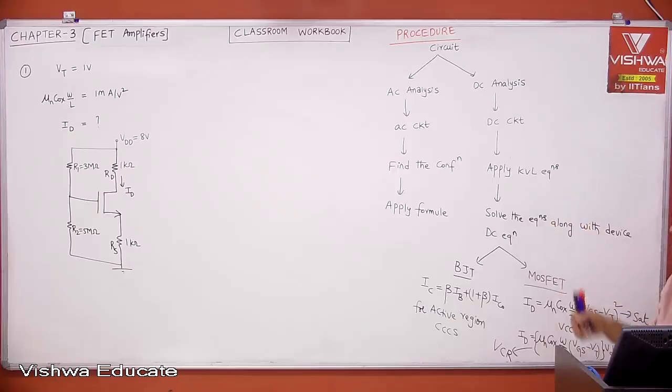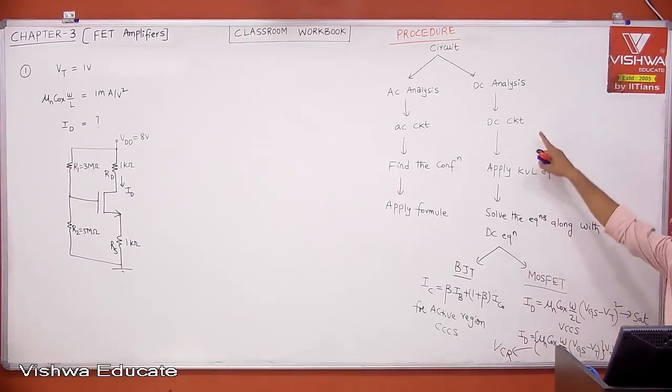And apply the KVL equations. We need to apply the KVL equations along with the device equation. And he told that the transistor is in saturation, then we have to use this equation: ID is equal to mu n Cox W by 2L into (Vgs minus Vt) whole square, along with KVL equations, right? Input KVL or whatever it may be, to find your ID, then the problem is over. Blind procedure follow.